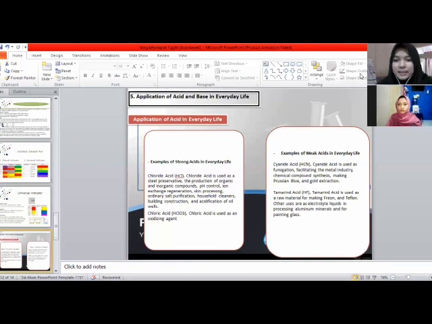Example of weak acid in everyday life. Cyanide acid. Cyanide acid is used as fumigation, facilitating the metal industry's chemical compound synthesis, making cyan blue and gold extraction. Hydrofluoric acid. Hydrofluoric acid is used as a raw material for making fluorine and Teflon. Other uses are as electrolyte liquids in processing aluminum minerals and for painting glass.